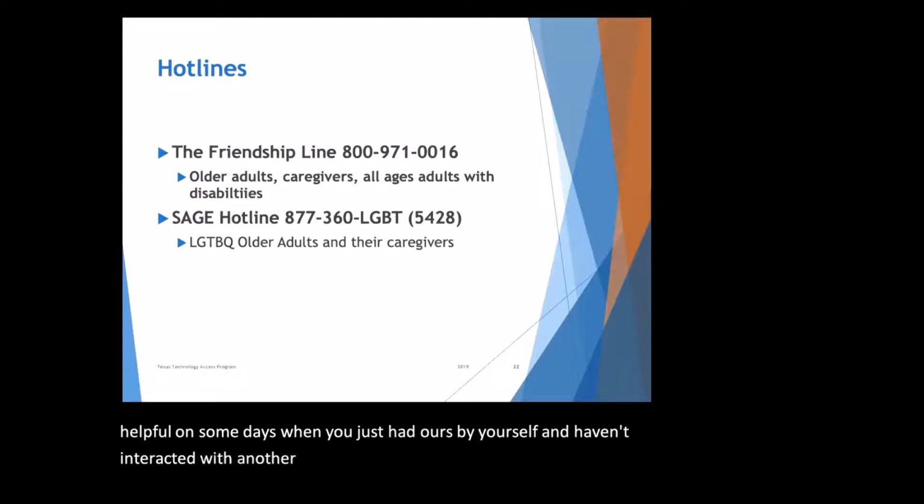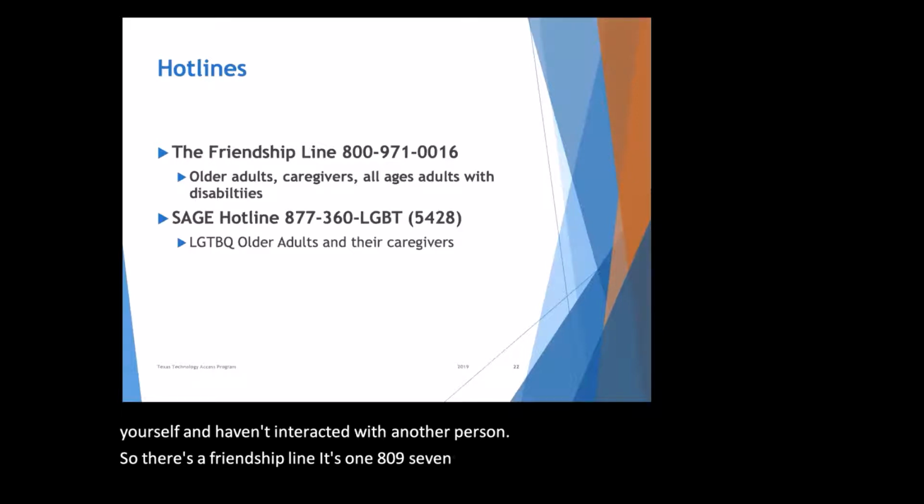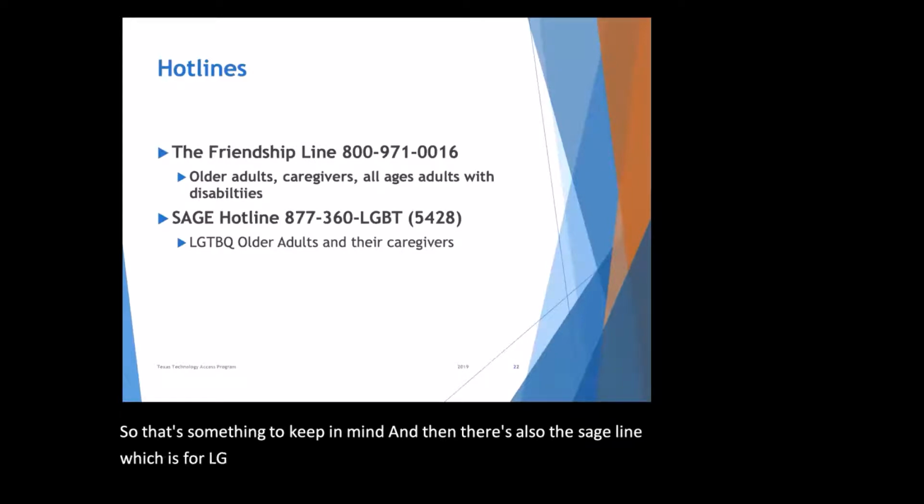So there's a Friendship Line. It's 1-800-971-0016. So that's something to keep in mind. And then there's also the SAGE line, which is for LGBTQ older adults and the people who care for them. And that number is 877-360-5428.